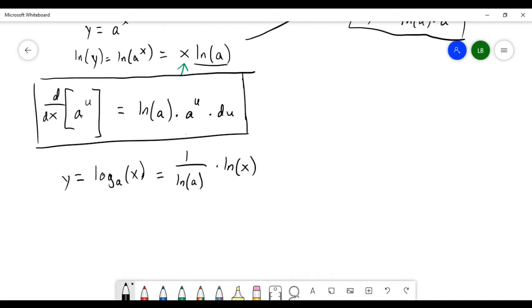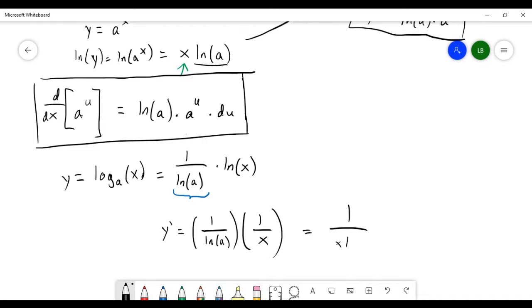And this is actually, again, pretty easy to differentiate because the natural log of a is a constant, so we have the same constant times a function situation we had earlier. So y prime is we leave our constant alone and multiply by the derivative of the natural log of x, which is 1 over x. And if we simplify, that would be 1 over x times the natural log of a.